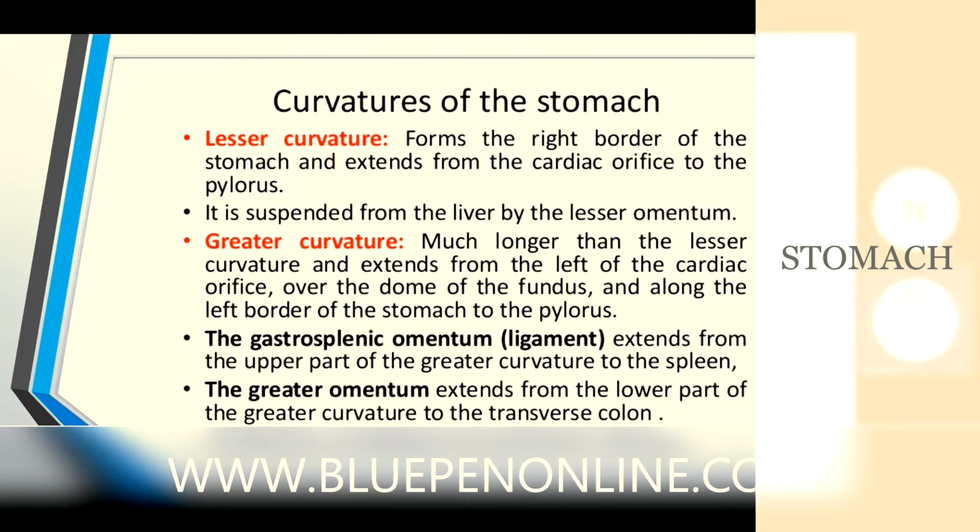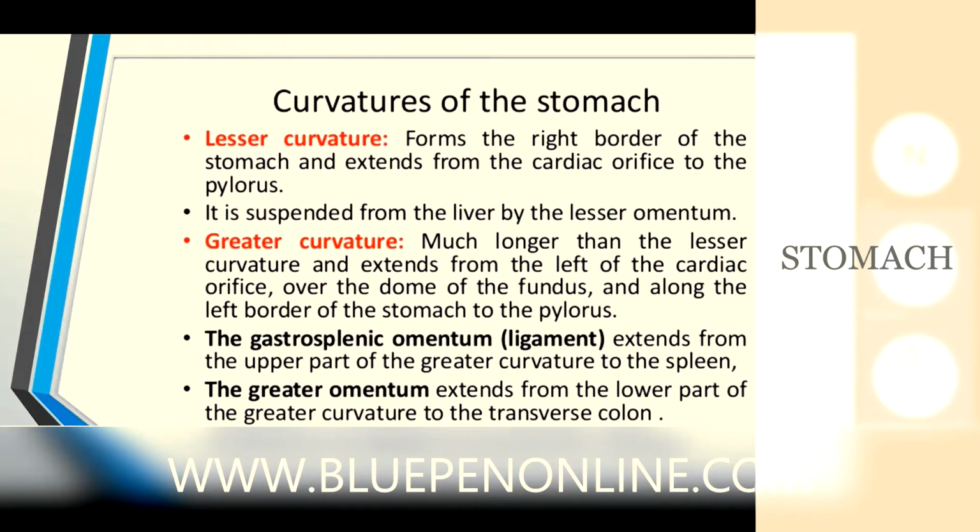Then about the stomach, there are two curvatures, lesser curvature and the greater curvature. The lesser curvature forms the right border of the stomach. So it extends from the cardiac opening to the pylorus. And next is the greater curvature, that is a little longer than the lesser curvature, and it will extend from the left of the cardiac orifice over the dome of the fundus along the left border of the stomach to the pylorus.